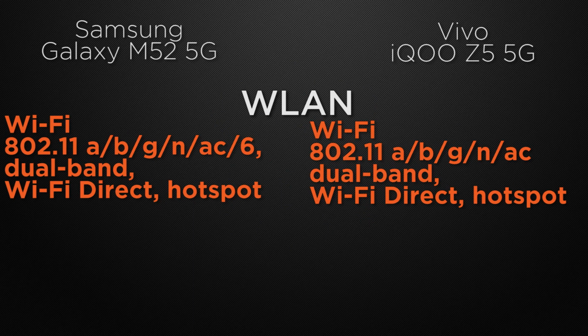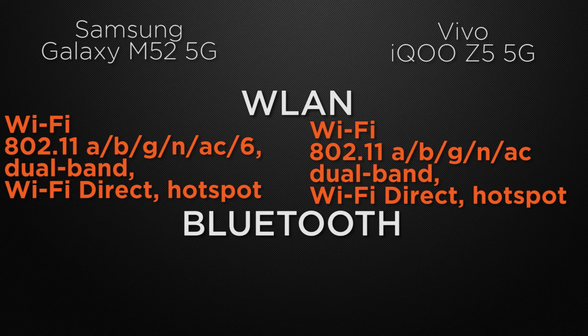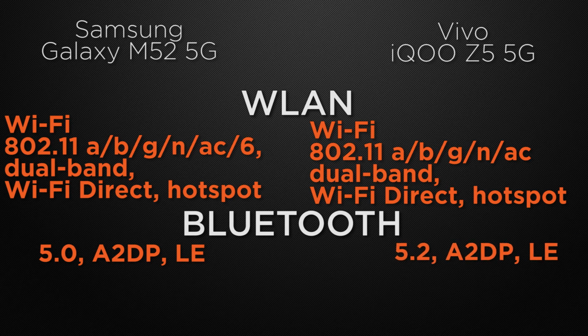Both the devices have Wi-Fi AC, dual band Wi-Fi, Wi-Fi Direct and hotspot, but M52 has 6th generation Wi-Fi which provides more coverage area, so the winner here is M52. And about the Bluetooth version of the devices, M52 has 5th generation Bluetooth, but Z5 has 5.2 generation Bluetooth. So the winner here is Z5 because it has a newer generation of Bluetooth.